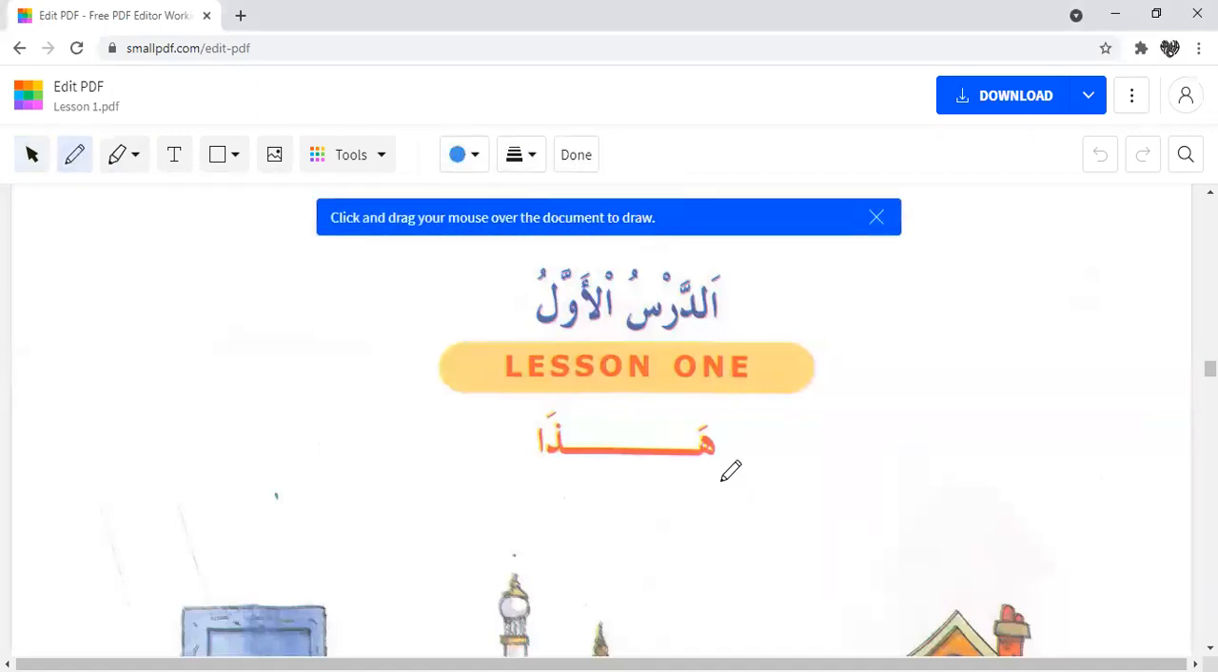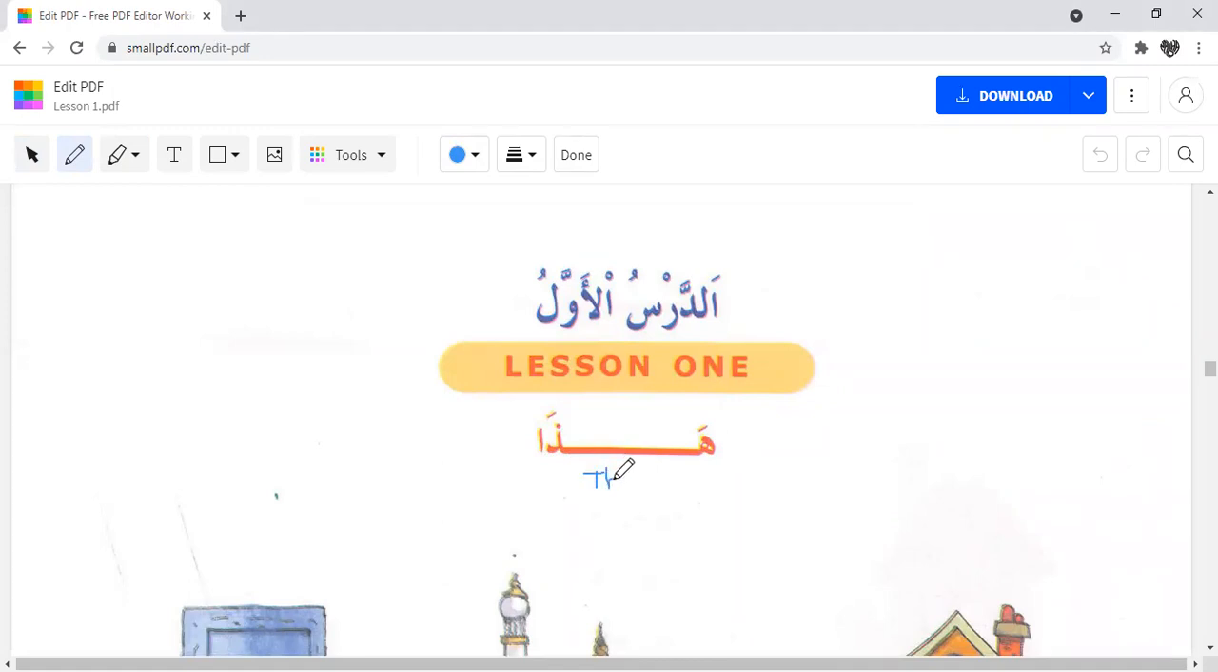Hada is written like this, with the ha and then dal alif, and we pronounce it hada as if there's an alif here. Hada means this. We use hada for anything that is close to us. We want to say this is a book, this is a chair, anything that's close to us, we use hada. And we pronounce it hada.